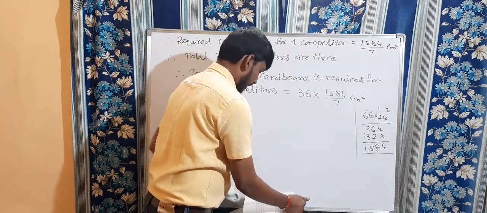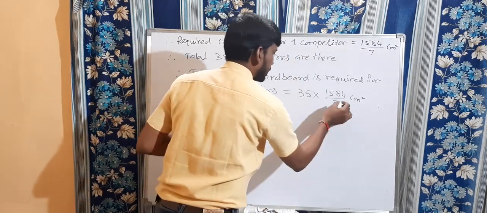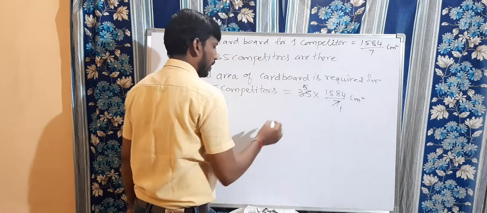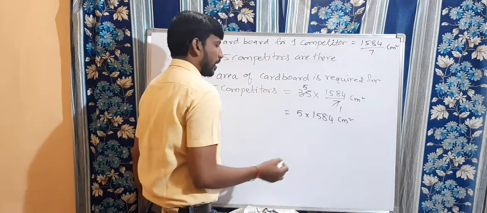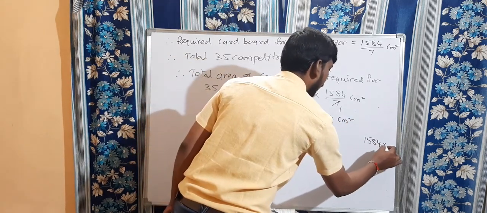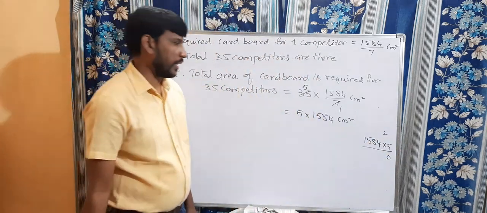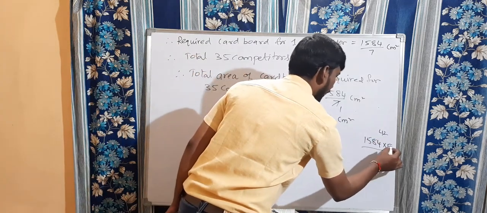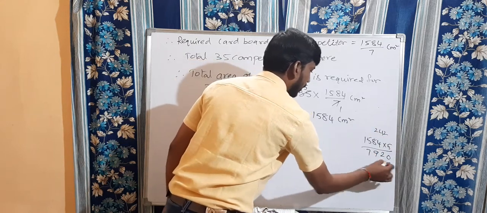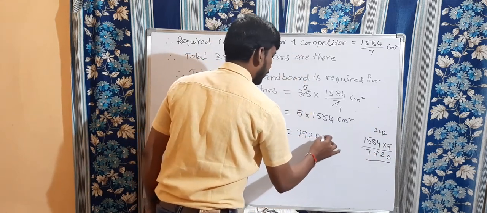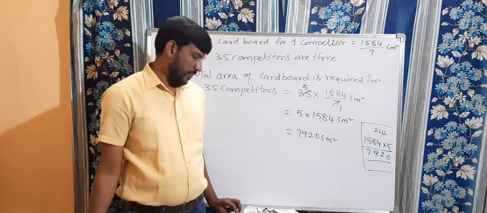This part we are going to erase. Clear? So now here, 7 ones are 7, 7 fives are 35. Clear? Which implies 5 into 1584 centimeter square. Now multiply 1584 into 5: 5 fours are 20, 2 carry over, 5 eights are 40, 40 plus 2 is 42, okay, 5 fives are 25 plus 4 is 29, 2 carry over, 5 ones are 5 plus 2 is 7. So totally 7920 centimeter square of cardboard is required for 35 competitors.